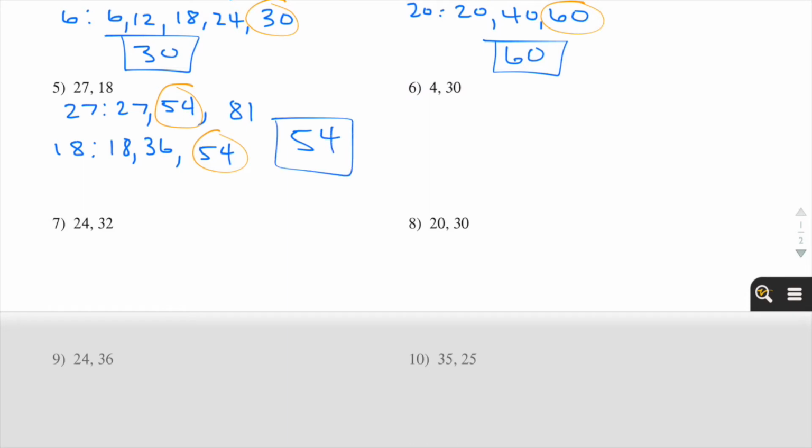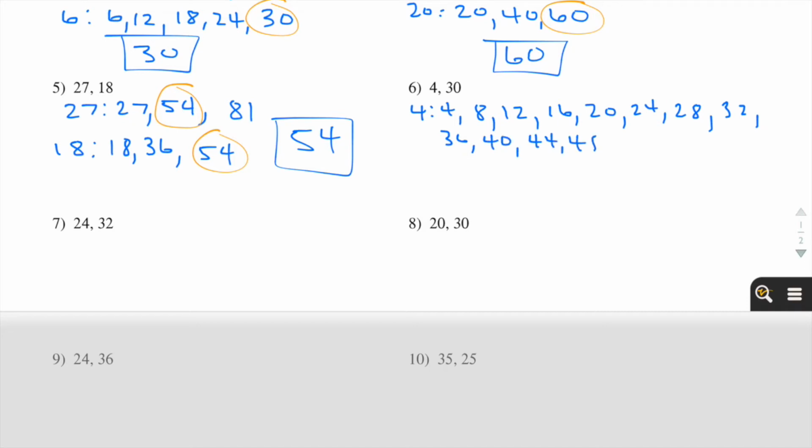Number 6, 4 and 30. Let's go ahead and do 4. We get 4, 8, 4 times 3 is 12, 4 times 4 is 16, 4 times 5 is 20, 4 times 6 is 24, 4 times 7 is 28. Keep adding 4, we get 32, 36, 40, 44, 48, 52, 56, and 60. Let's go ahead and stop there.